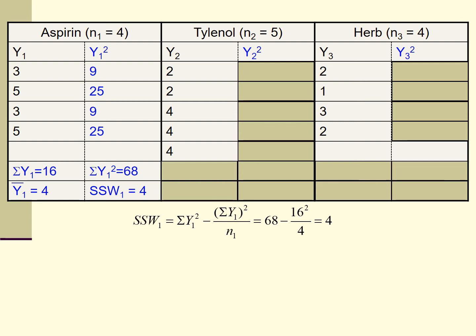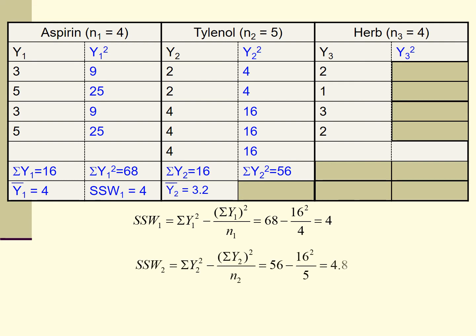Then we work on the Tylenol group. Sample size is 5. We add each individual score together, we get 16. We take the mean, 16 divided by 5, which is 3.2. We square each individual score, so we get 4, 4, 16, 16, 16. We add them together, we will have 56.